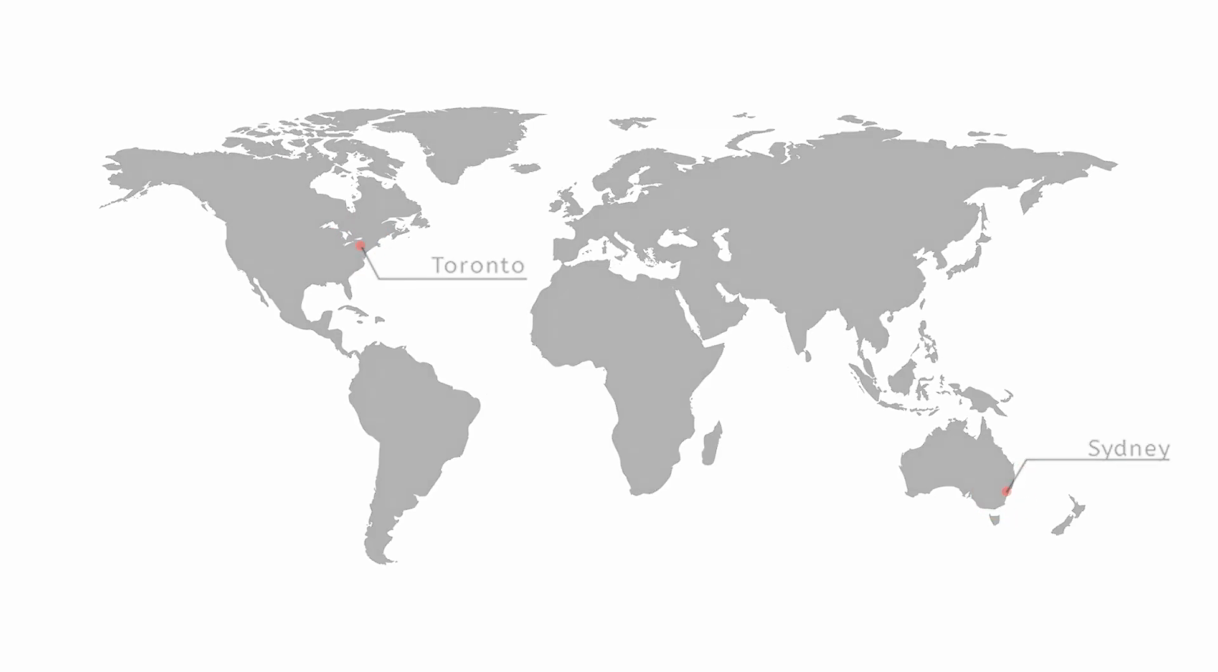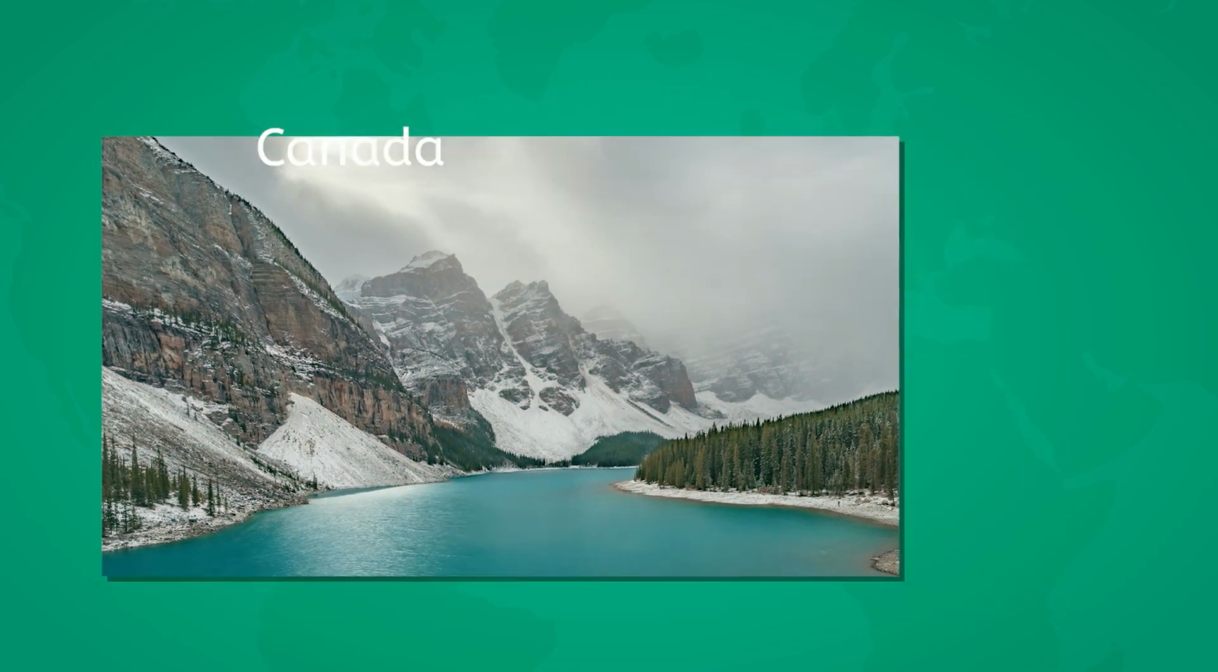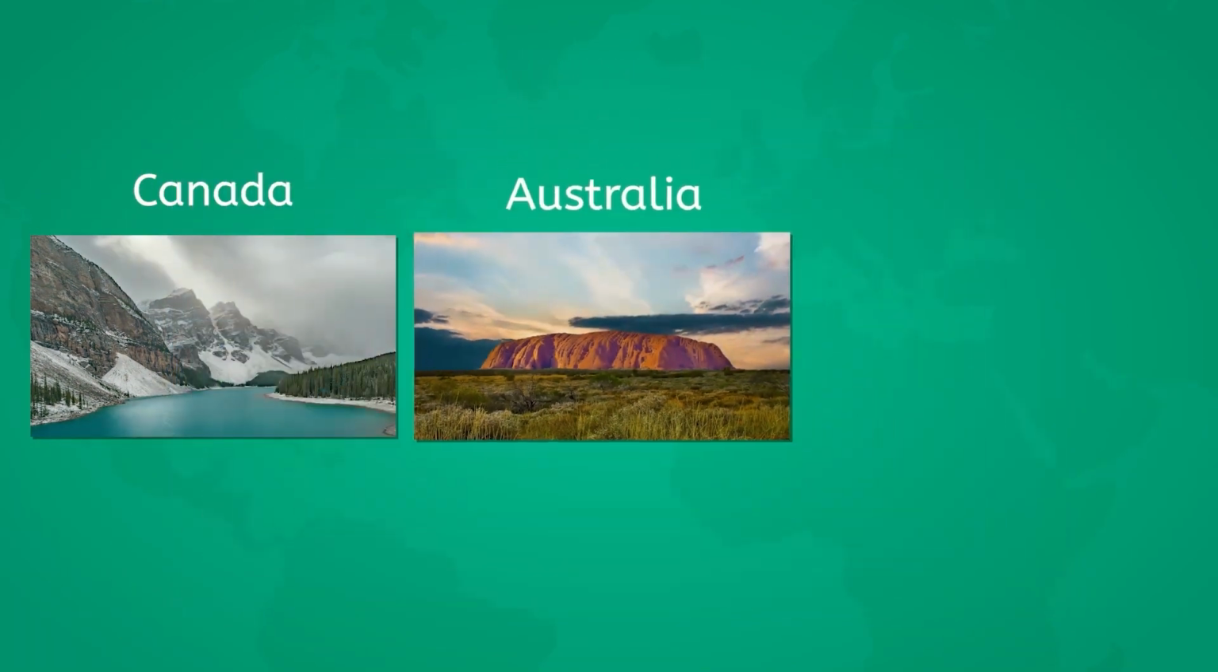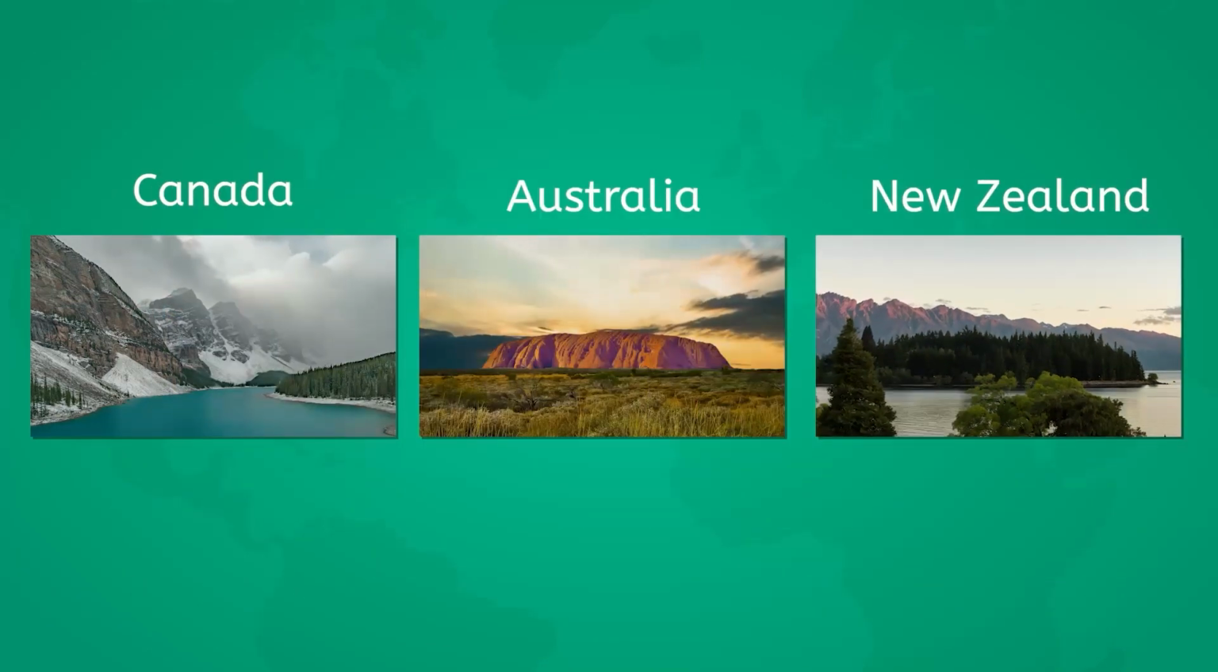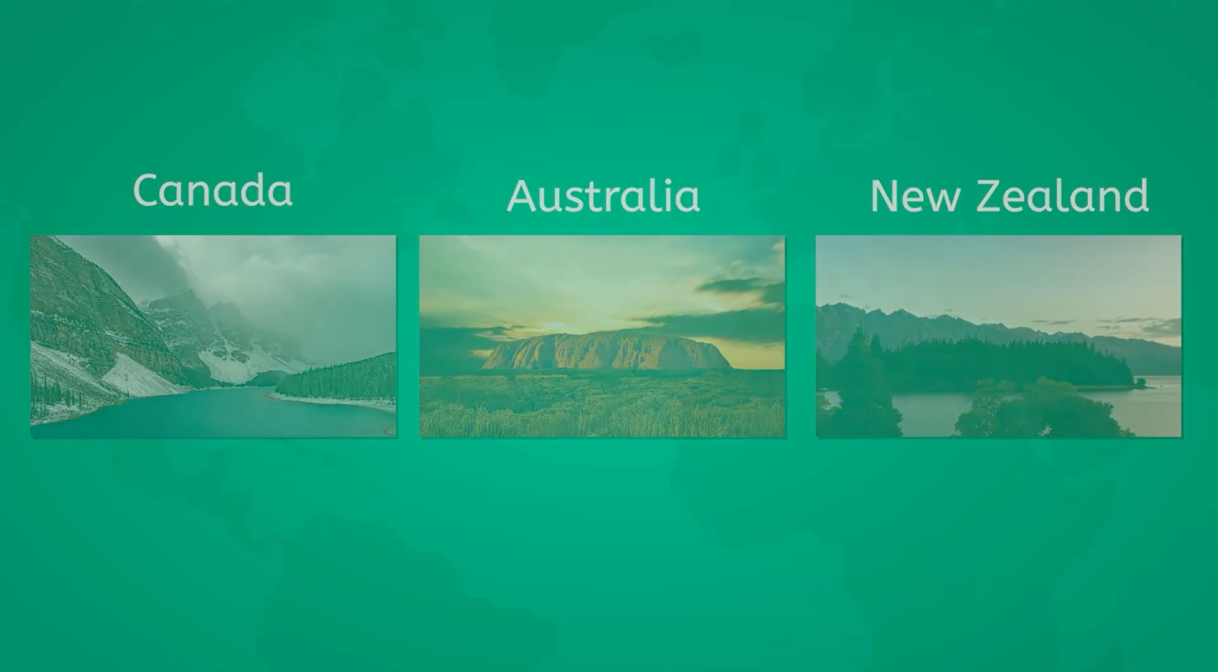But today, we'll get to visit the Great White North and Down Under in about 10 minutes. Oh, and we won't forget our friends, the Kiwis, a nickname for New Zealanders. At one time, these far flung lands were all controlled by, you guessed it, the United Kingdom.